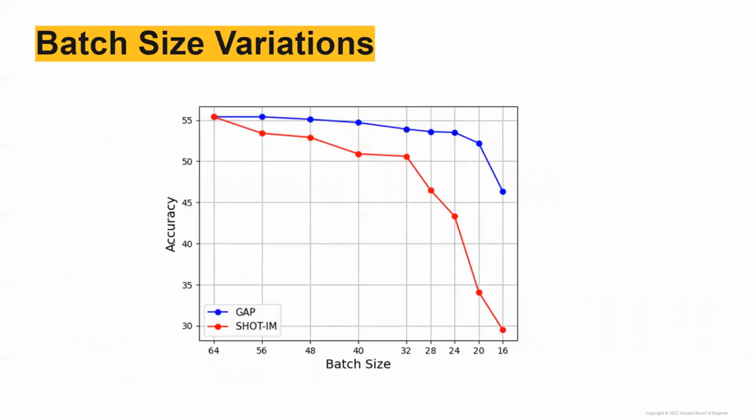Another advantage of our approach is that it can handle small mini batches. For example, in this case, we have a task of Office-Home transfer, and it has 65 classes. As the mini batch size decreases, it gets difficult to contain samples from all the classes. As the batch size reduces, we can observe that GAP has much less drop in performance compared to SHOT-IM. GAP does not show any significant performance drop till the batch size reaches 20.